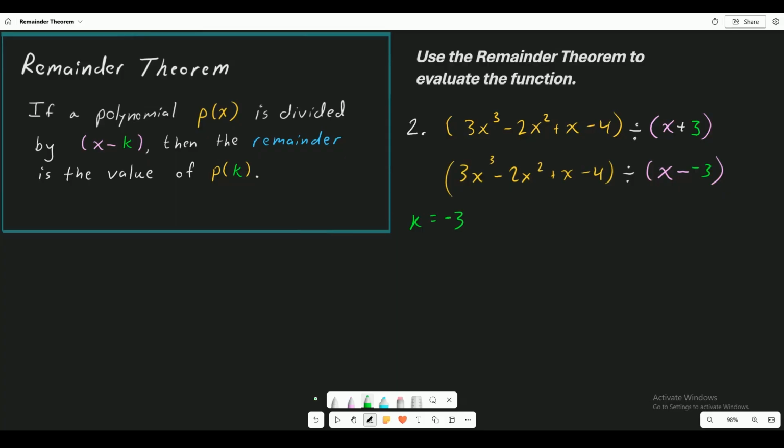All right, cool. Let's use synthetic division to divide this and see what our remainder is, and then we're going to apply the remainder theorem to confirm it. All right? So here I go.